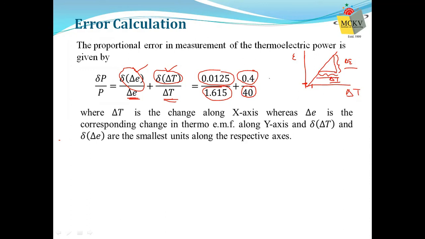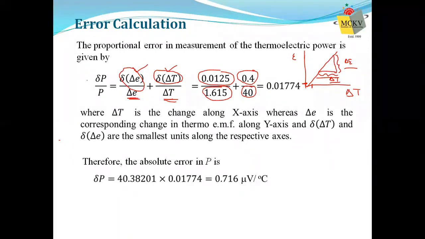So if we put these values, we get delta P by P, the proportional error of the power, as this. I want the absolute error, so the absolute error is this into P. And what is P? You remember P was 40.38201. This is P, and delta P by P is this. These two multiplied give 0.716 microvolt per degree Celsius.